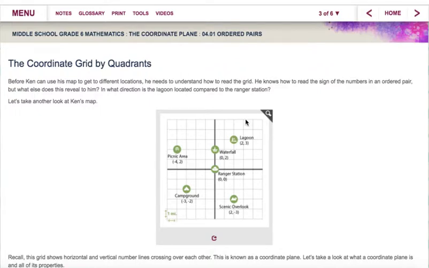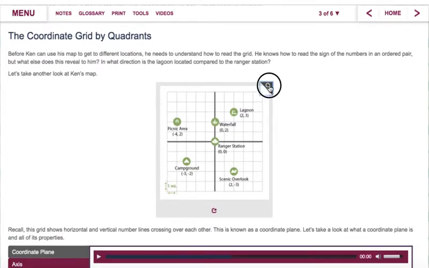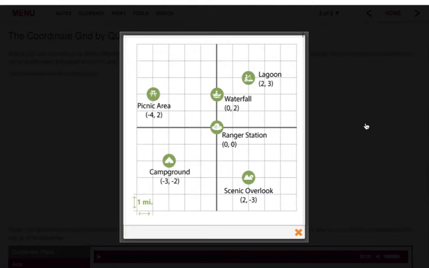Let's take another look at Ken's map. This is a big visual of his map. He's talking about the ranger station, which we've already determined is at the origin, the ordered pair 0, 0, and he wants to go to the lagoon, which is over here. The coordinate plane is broken up into 4 quadrants, those are the 4 parts. This is one part right here. This is the second part, the third part, and the fourth part.